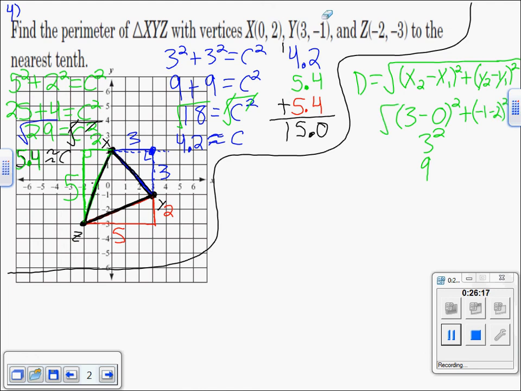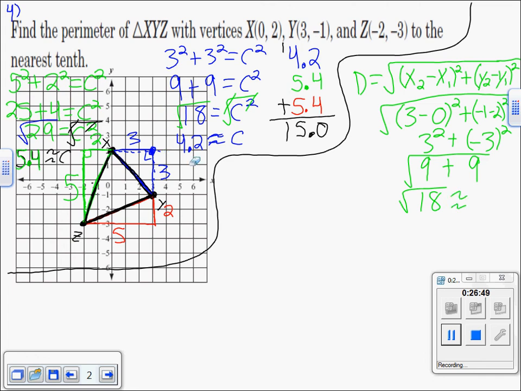Now let's plug in the other part. The change in y. It went from 2 to negative 1. So negative 1 minus 2 is negative 3. So that's negative 3 squared over there. Negative 3 times negative 3 is positive 9. And that plus sign comes down. So we have 9 plus 9, still underneath the radical. Now we have the square root of 18, and so we're ready for our answer, square root of 18.